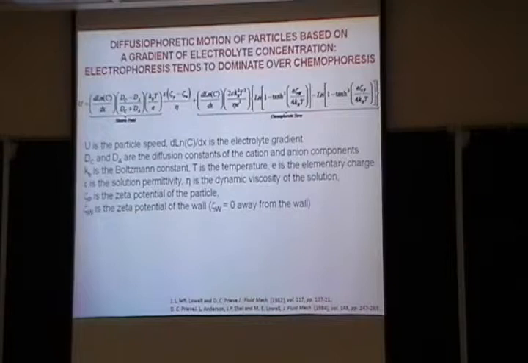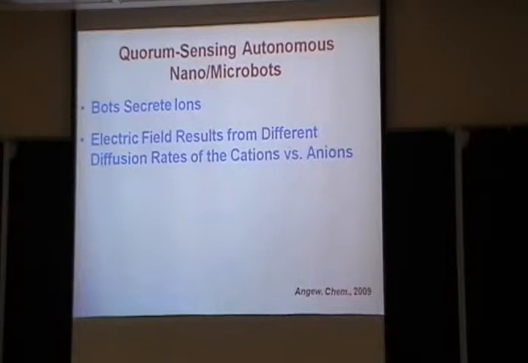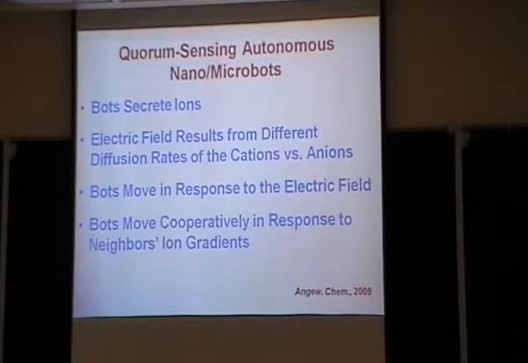And since you are in the low Reynolds number regime, the mass and the size of the particles are not that important. So that's the idea. We need to secrete ions for the electric field. The bots will move, but if you have a high enough concentration of them, then the fields are going to overlap. And then you should start to see collective behavior.